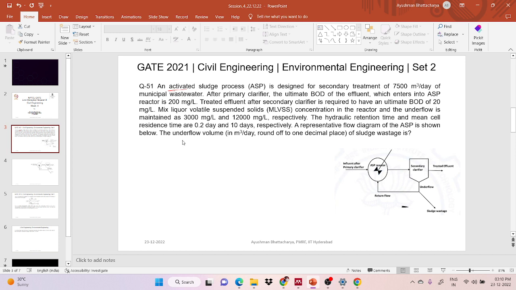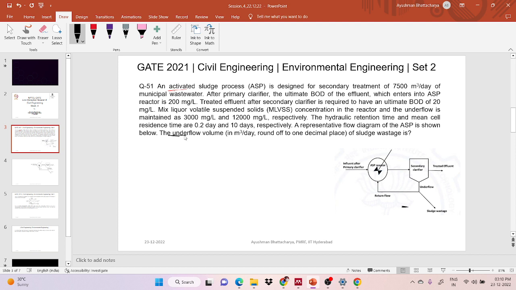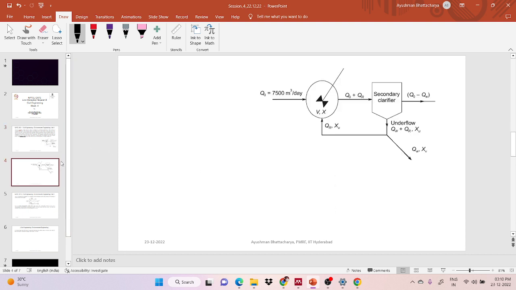The underflow volume of sludge wastage is, see they are asking here underflow volume. So we will first make the figure. The figure says 7,500 meter cube of water is going to the aeration tank, then it is going to the secondary clarifier. So now for underflow, you have to calculate QW plus QR. So both we have to calculate. Okay, so let's start with the question data.